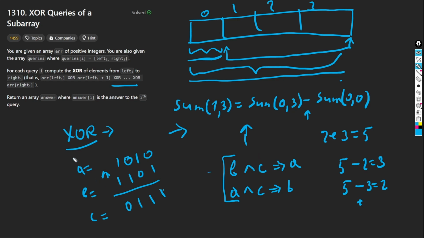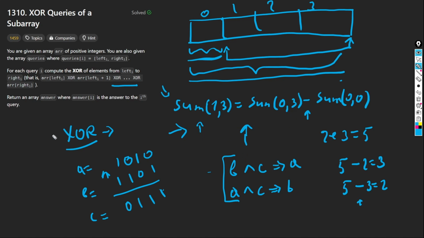So XOR itself is the inverse operation of XOR. So we can just use the XOR just like we used addition. We can use this formula. We can calculate for every prefix the XOR of elements from the first index to all of the other indices. And then when we ask the query from left to right, just like this one here, we can use this formula.